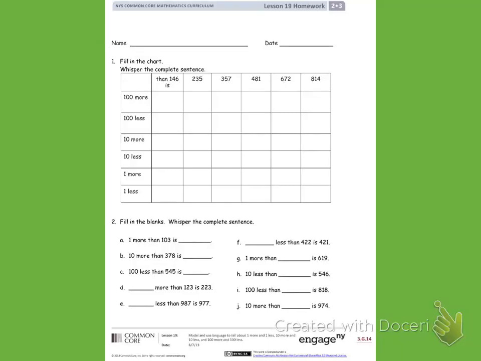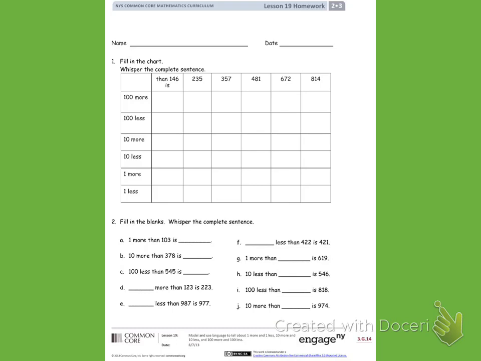Module 3, Lesson 19's objective is to model and use language to tell about 1 more and 1 less, 10 more and 10 less, and 100 more and 100 less. On this homework assignment, there is a chart. The students need to fill in the chart and whisper the complete sentence when doing so.